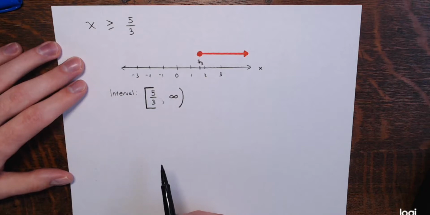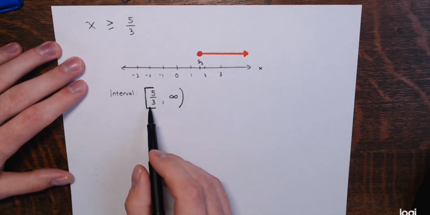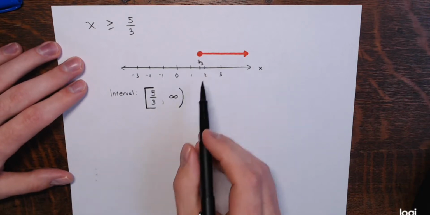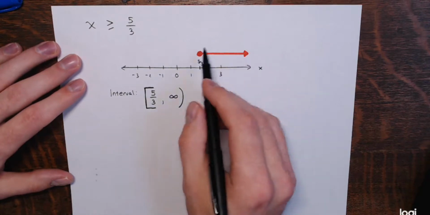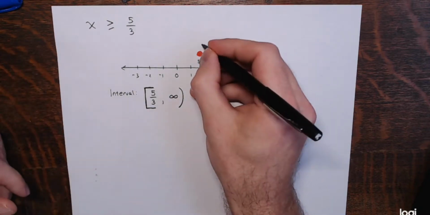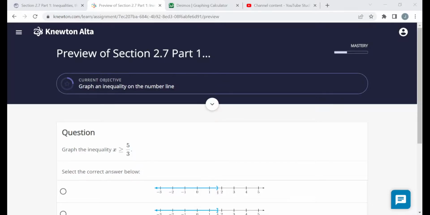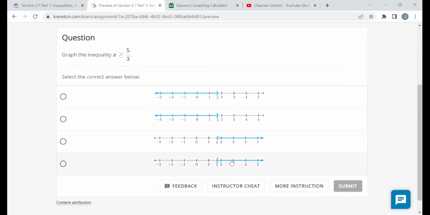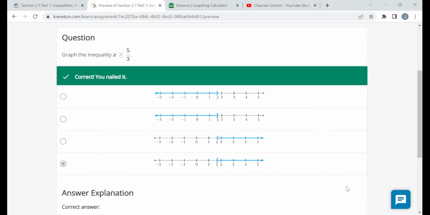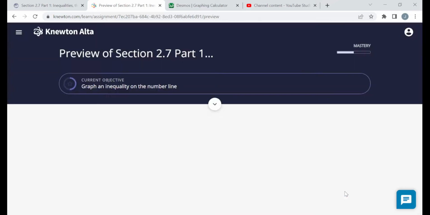So if you were writing interval notation, this is what that would look like, the description of these numbers greater than or equal to 5/3, but they only want the graph. And I think they're going to have a bracket on the 5/3 instead of a closed point, but let's look at the pictures. So it's this last one here, with a bracket on 5/3 indicating that it is a solution, and all the numbers greater than 5/3, to the right of 5/3, are solutions as well. Okay.